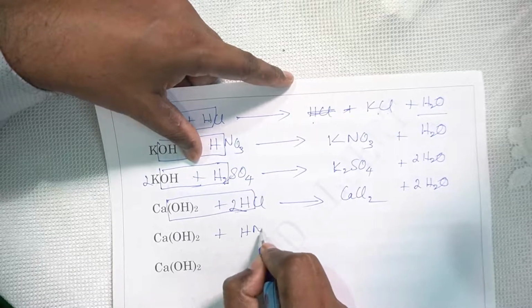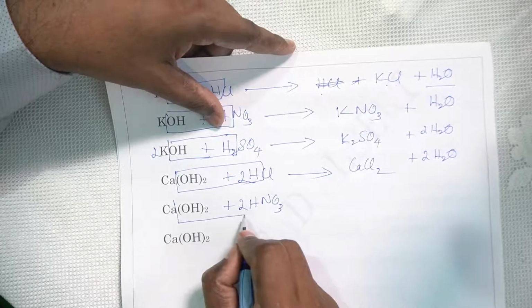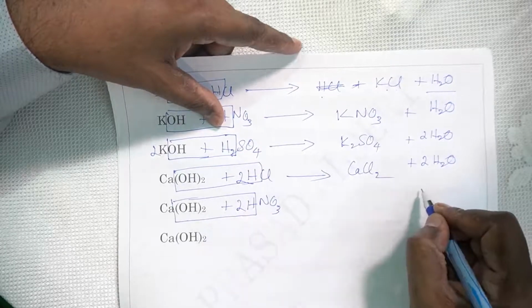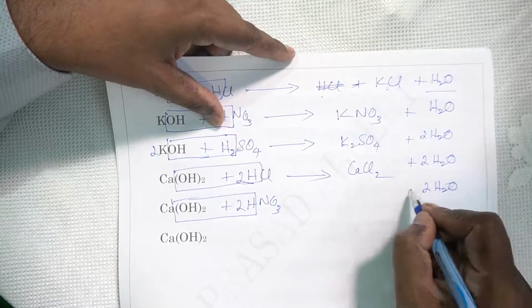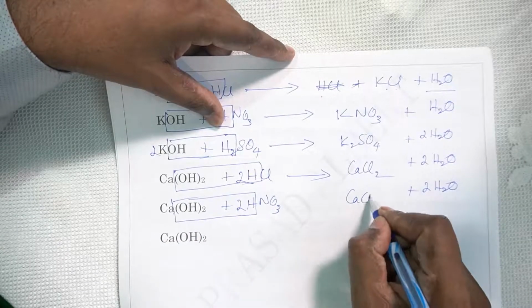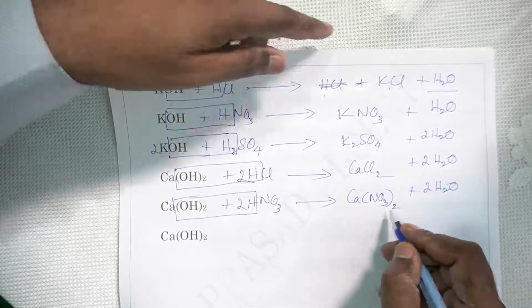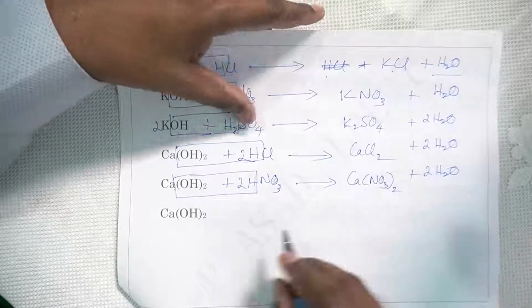If you take HNO3, nitric acid, you need 2 HNO3. As you know, there are 2 OH groups here. So you get 2 H2O. Yes, these two will form 2 H2O and then Ca(NO3)2. It's a divalent metal. 2 groups of nitrate group will be required. 2 NO3 will be required.